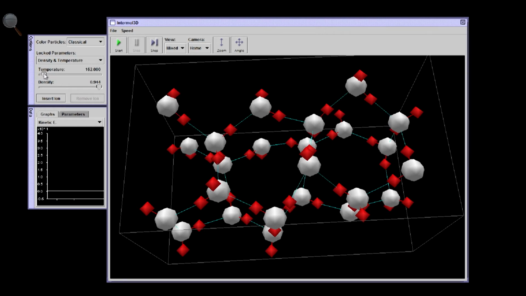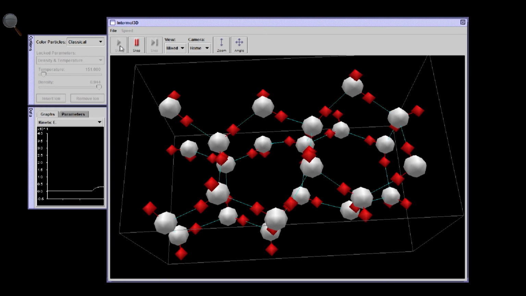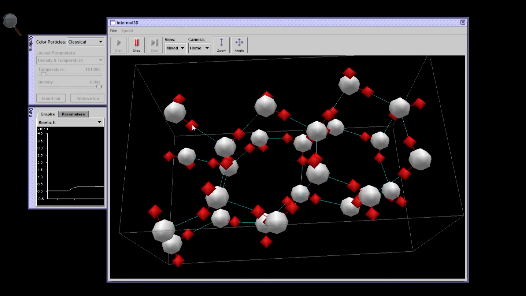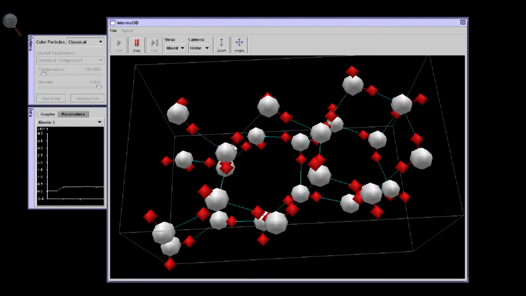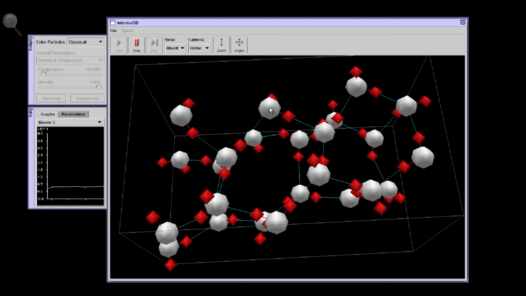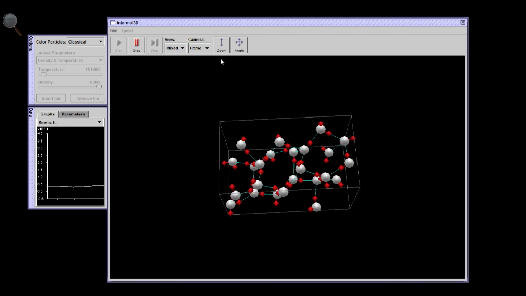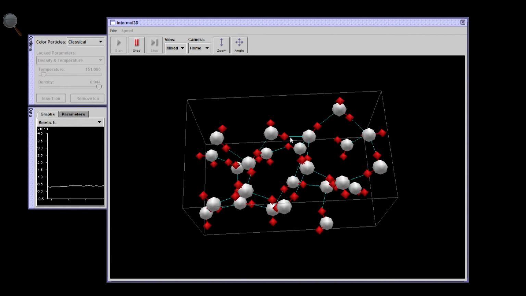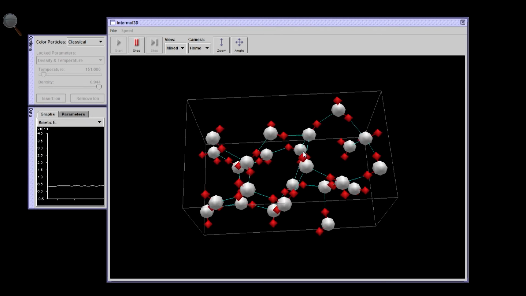So, let me give some temperature here. Let us keep it below the melting temperature, so we do not see some breaking. Density will keep the same. Now, you can see the motion of these different bonds. So, now if you look at this oxygen atom, which is the white, and the red ones are the hydrogen, you can see how they are represented.